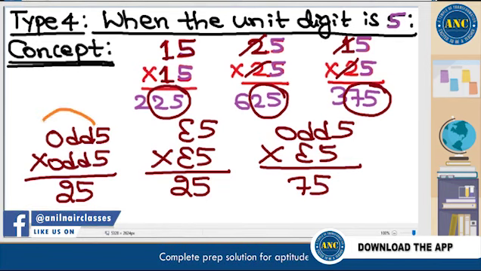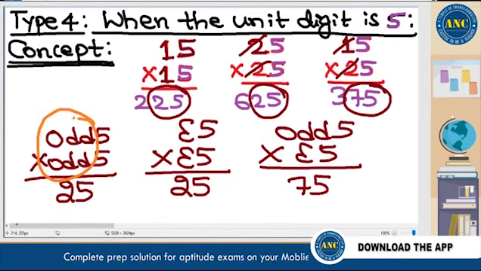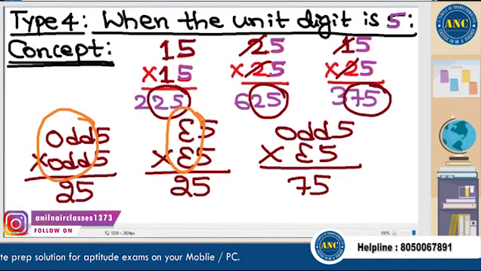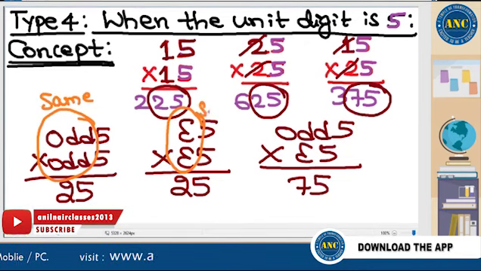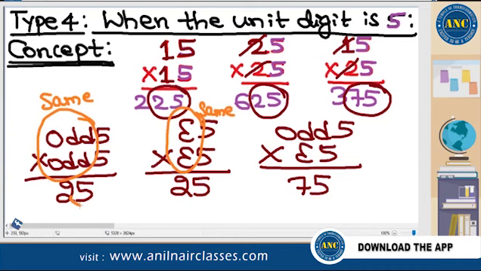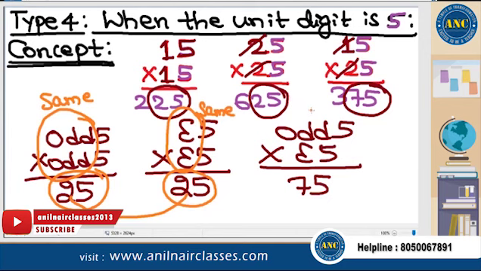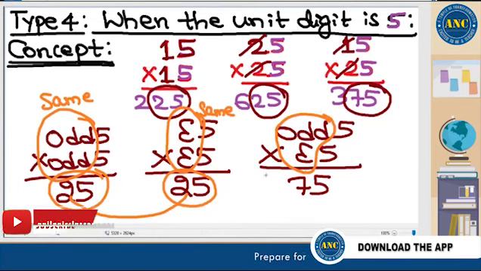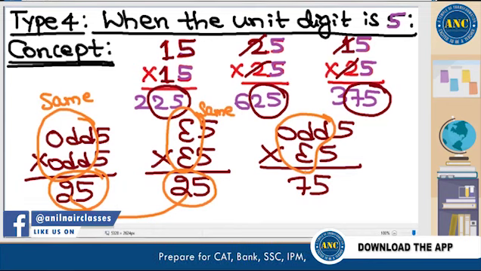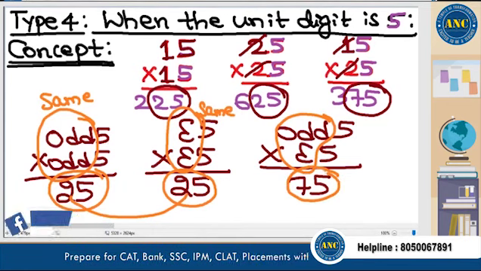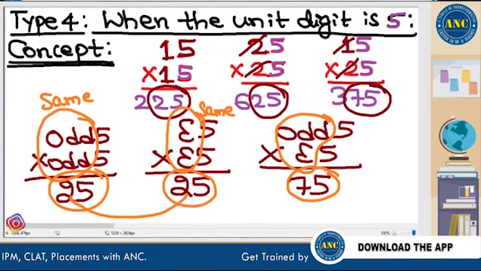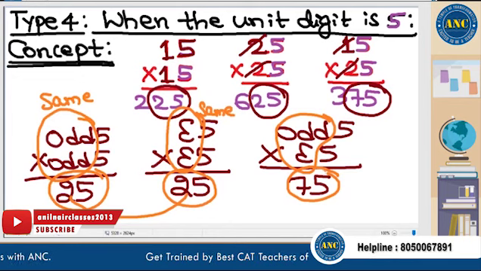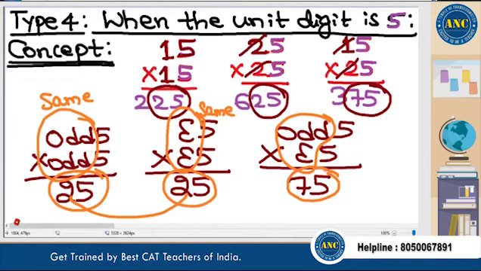Can I say that odd and odd, they are the same family, right? Even and even also, they are the same family. If it is the same family ending with 5, last 2 digits will always be 25. Odd and even, they are a different family. If it is a different family ending with 5 and multiplied, last 2 digits will always be 75. That means the only thing you need to remember is same family is 25, different family is 75. Rest all you can just ignore and solve the problems.